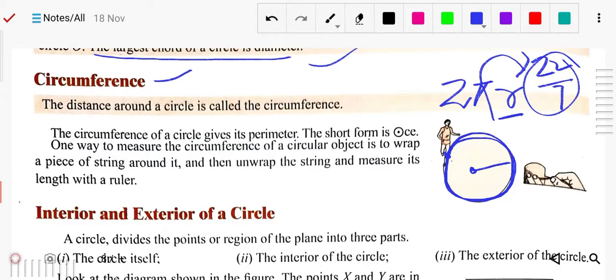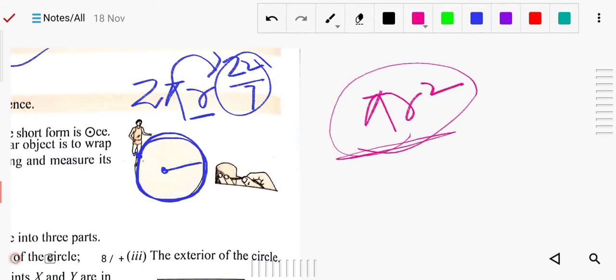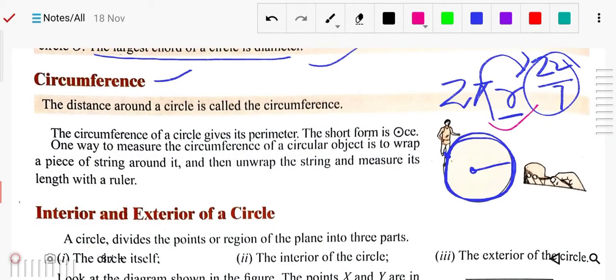So you can find out the circumference, and you also have to find the area of the circle. The area is pi r square. This is the formula for the area, and this is the formula for the circumference of the circle. The circumference of a circle gives its perimeter. Like a rectangle and a square, where we have studied the perimeter, in the case of a circle we call it the circumference. It is the total distance if you travel around this circle.